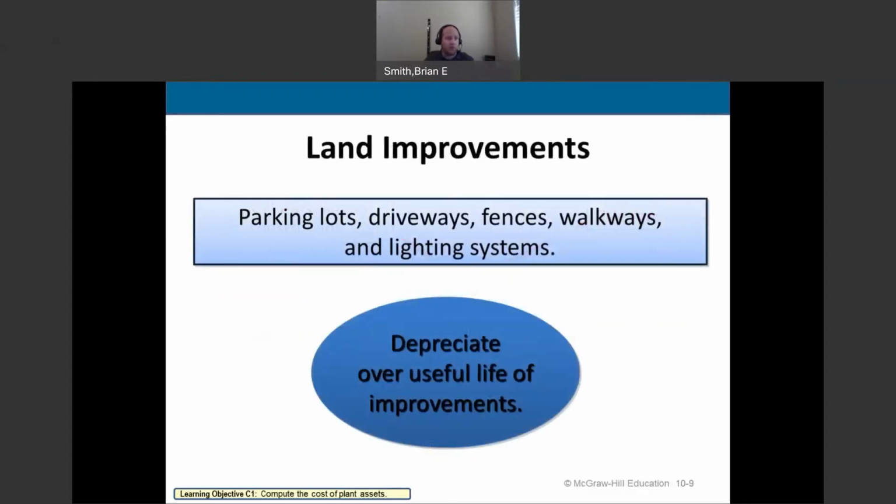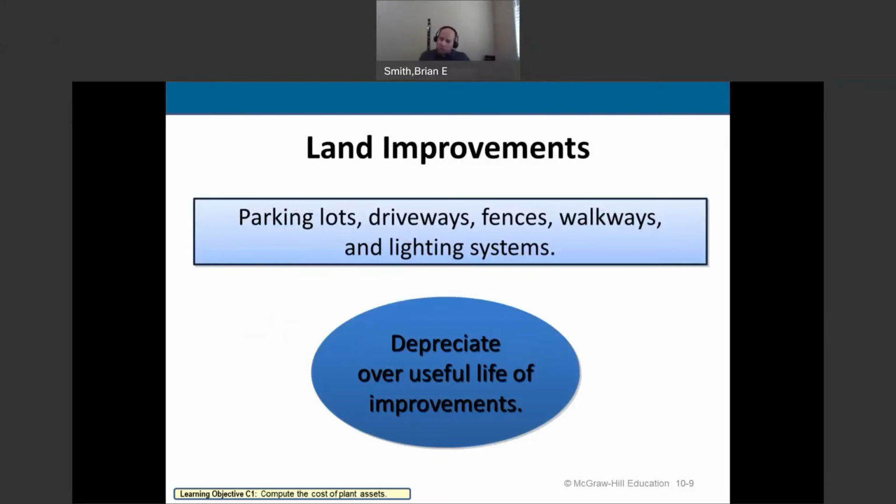Land improvements, okay? Land improvements are a little different. First of all, that's not land. Land is not depreciated. Land improvements are. So if you just buy a lot of dirt and that's all you have, you're never going to depreciate it. You're going to test it for impairment. Don't worry about that right now.